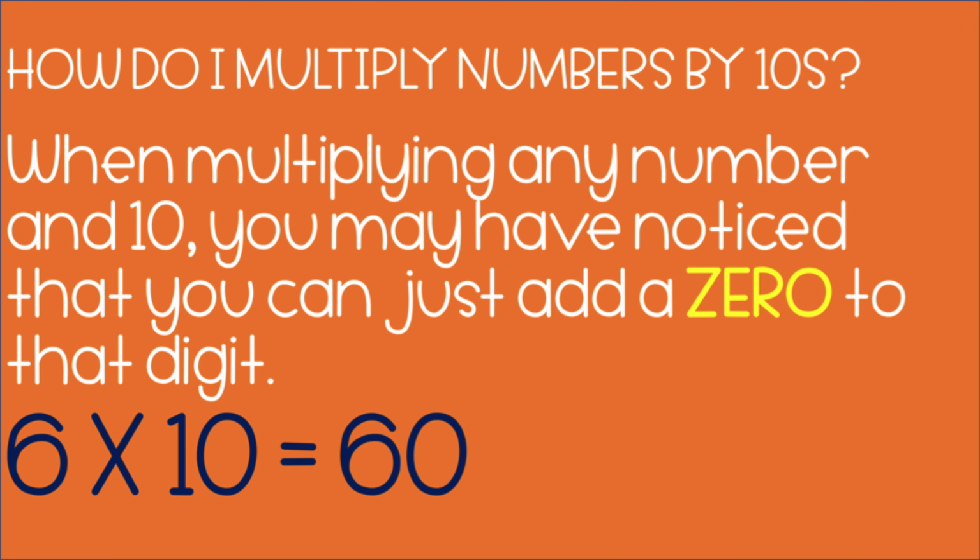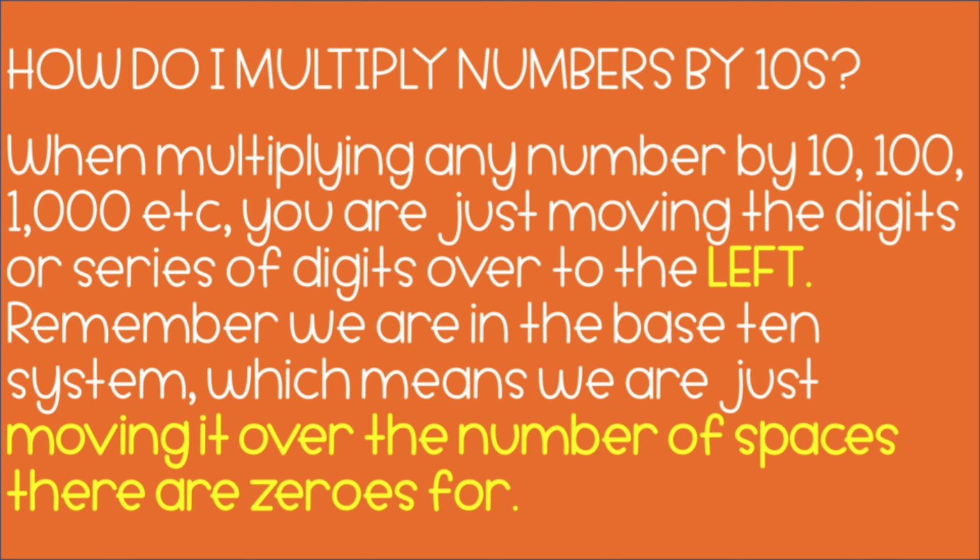So how exactly do we multiply numbers by tens? When multiplying any number by 10, you may have noticed that you just add a 0 to that digit, like our example, 6 times 10 is 60. So the question becomes, how do I multiply any numbers by tens, or any numbers by a number that ends in 0? When multiplying any number by 10, 100, 1,000, and so on, you are just moving the digits or series of digits over to the left.